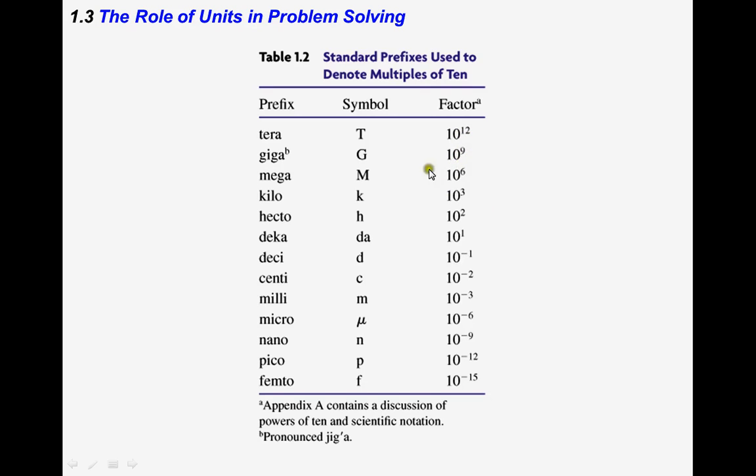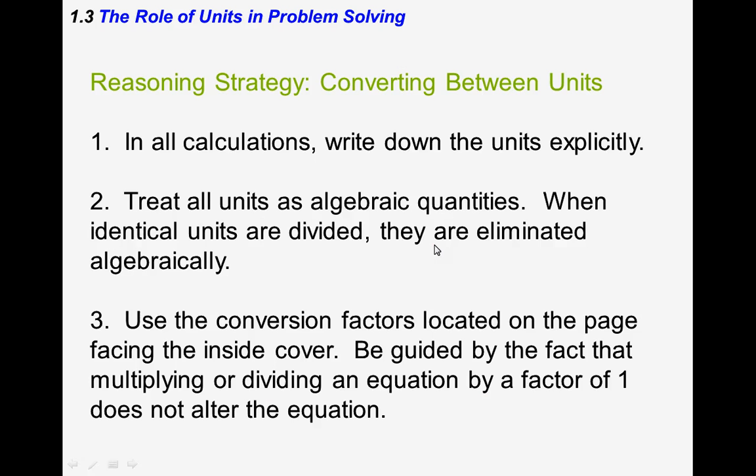So there's metric prefixes, and we want to be able to use them. So if we're going to convert between units, in all calculations, write down the units explicitly. We're going to treat them as algebraic quantities. That means that's where I was talking about canceling things out. That's what you would do with algebraic quantities. When identical units are divided, they are eliminated algebraically.